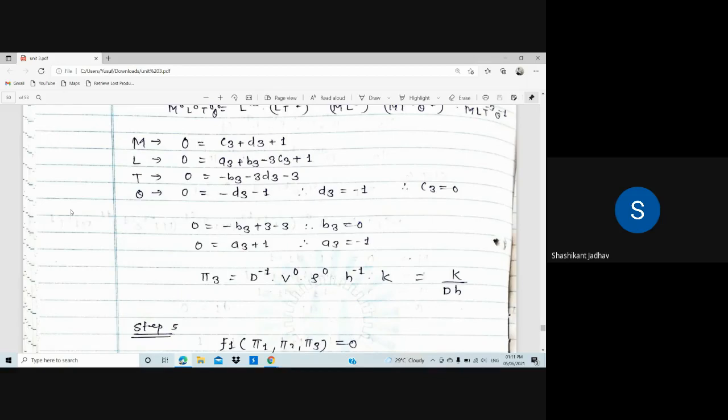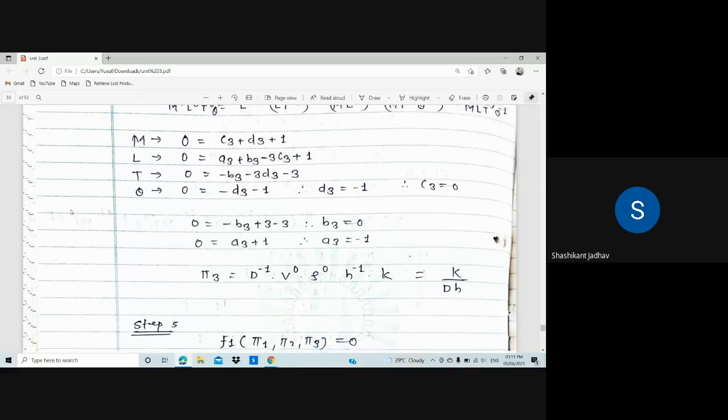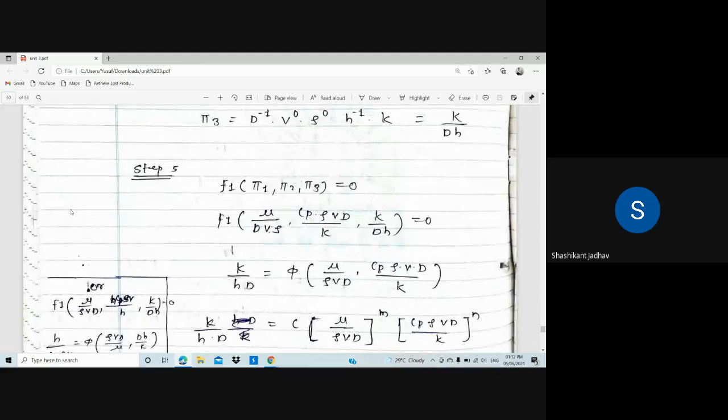Okay. So write down the equation of pi 3. So pi 3 is equal to what? d raised to -1, v raised to 0, rho raised to 0, h raised to -1 into k. Therefore, the equation for pi 3 is pi 3 is equal to k upon d h. All of you write down the equation for pi 3: pi 3 is equal to k upon d into h.